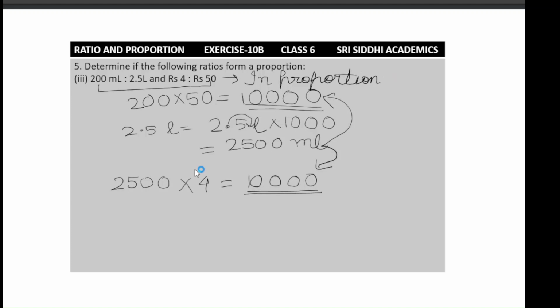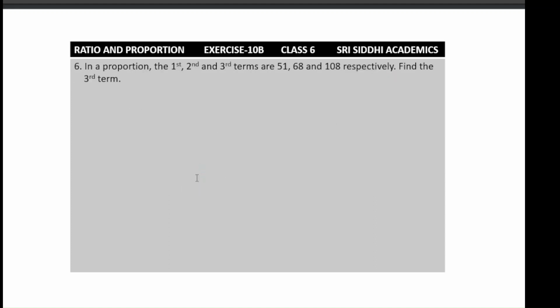So we are done with question number 5. Let's see which other question we should attempt. Let's start with question number 6 now. Question 6 says, in a proportion, the first, second and fourth terms are 51, 68 and 108 respectively. Find the third term. So the term that we need to find, we will take as a variable.